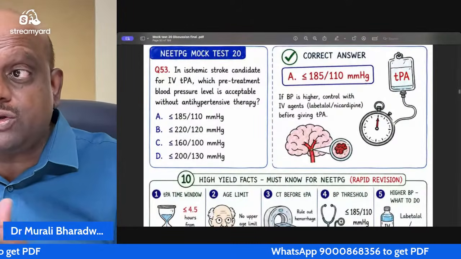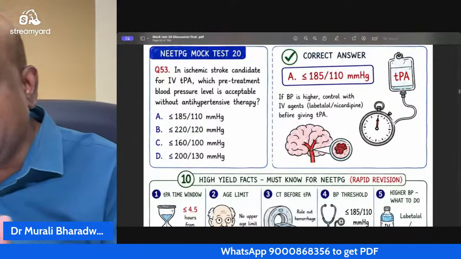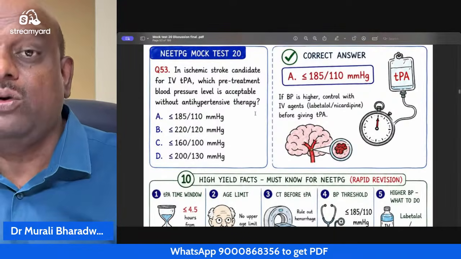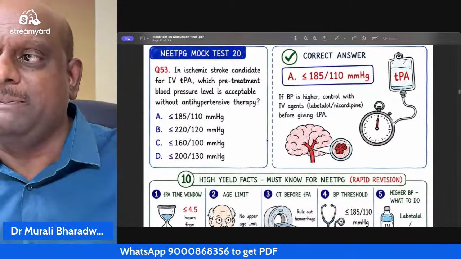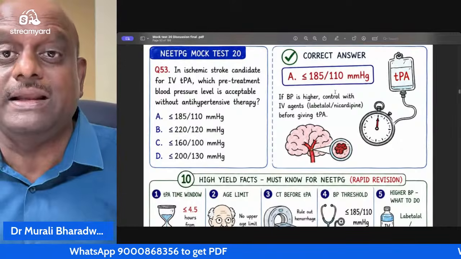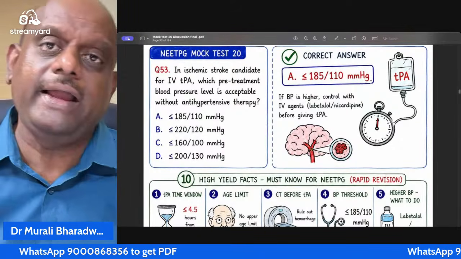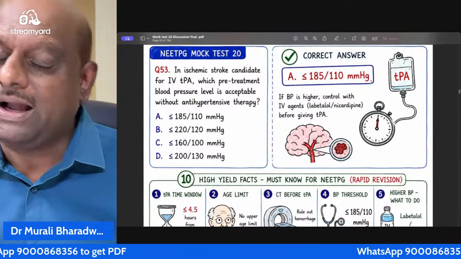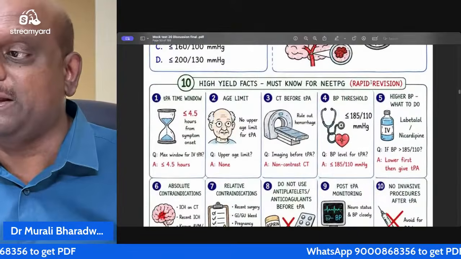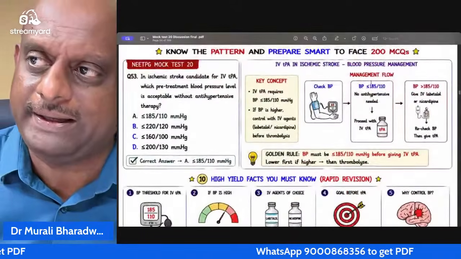In ischemic stroke, who is a candidate for IV tPA, what is the pre-treatment BP value? It should be less than 185 by 110 millimeters of mercury, is what you should remember.